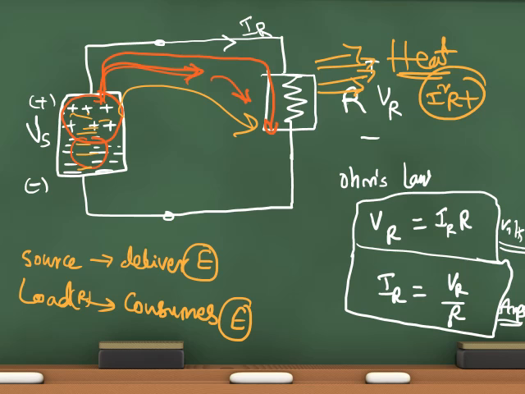Now we know that the voltage across the resistor is VR equal to I into R, and I equal to V by R using Ohm's law. Now we will discuss our syllabus from the next slide onwards.